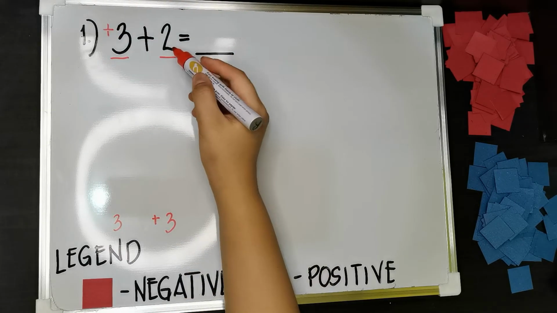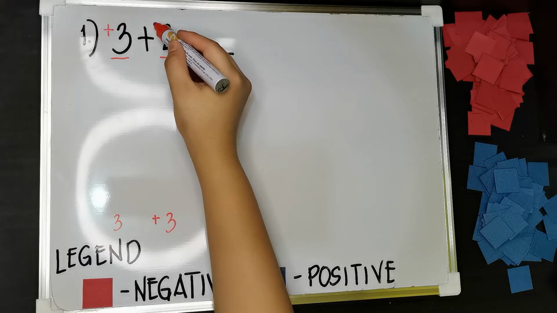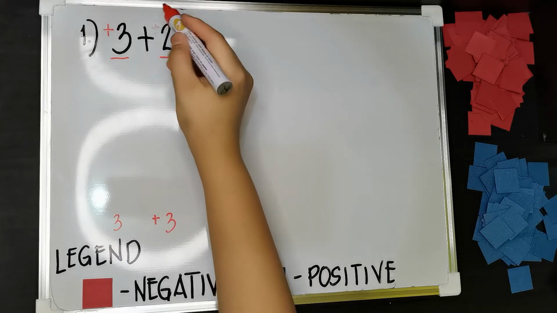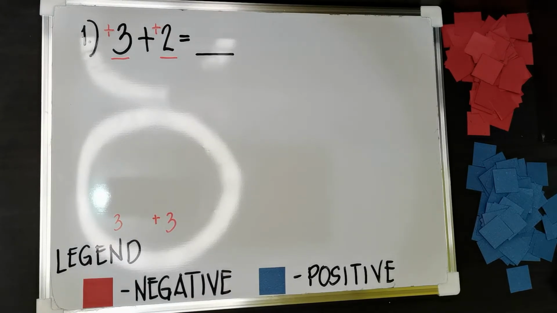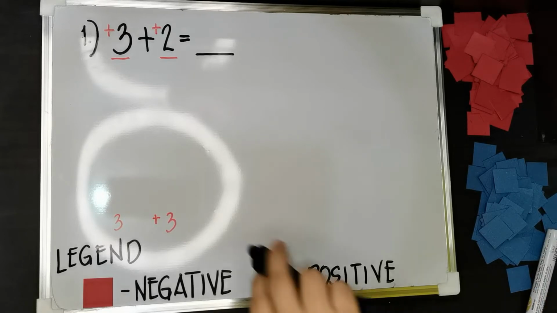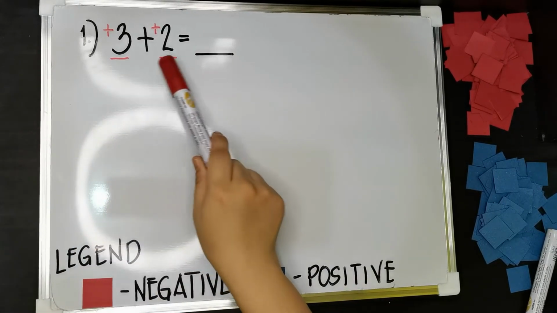Then next, identify the sign of 2. The sign of 2 here is also positive. Kapag negative naman siya, makikita nyo naman talaga na negative siya. Okay? Parang may dash, okay? So, let us now add the following using sign tiles.